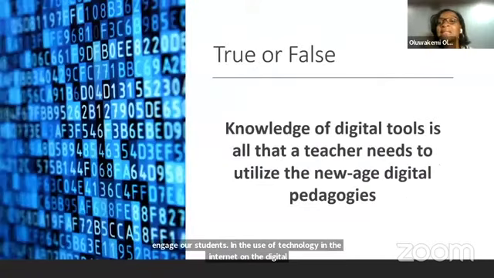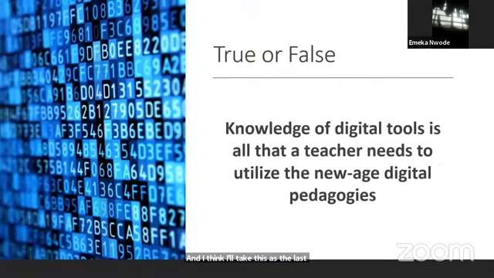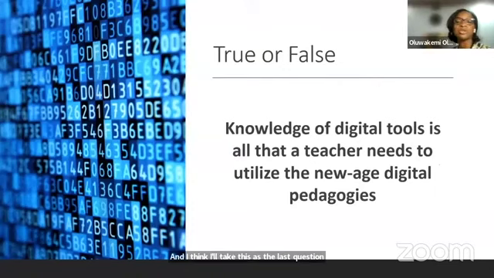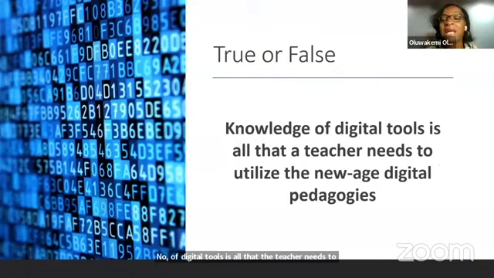And I think I'll take this as the last question. So true or false? Knowledge of digital tools is all that a teacher needs to utilize the new age digital pedagogies. So let me have your responses coming in.